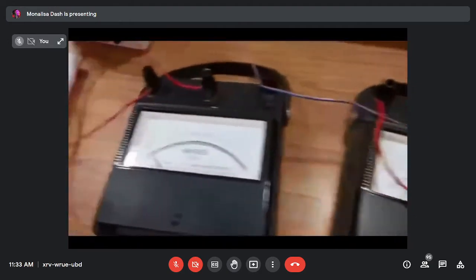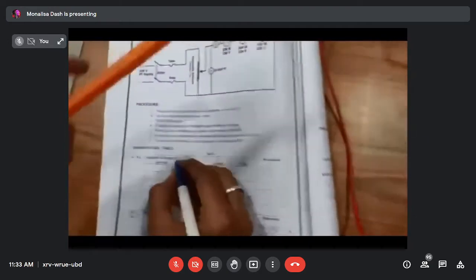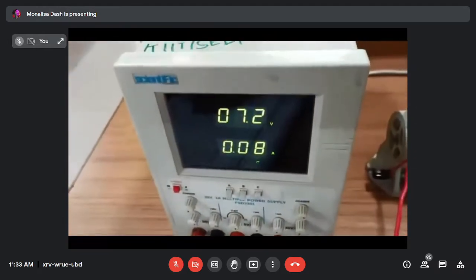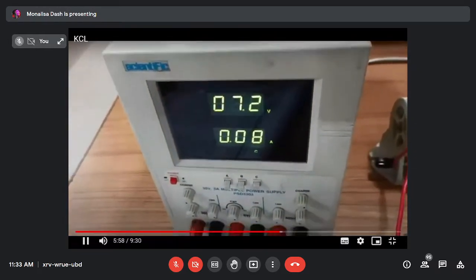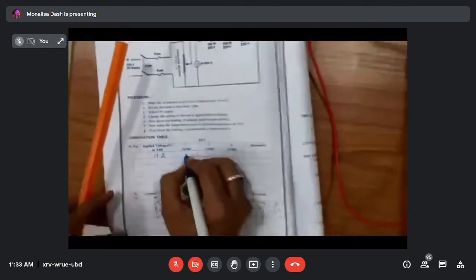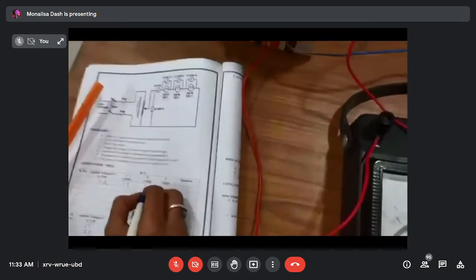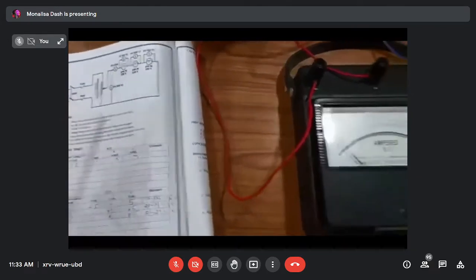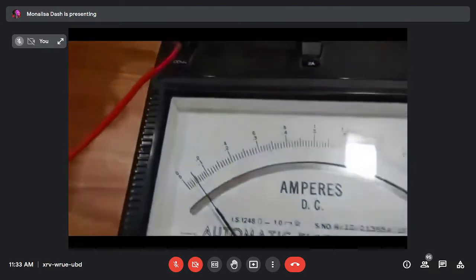Then we note down the reading. Applied voltage is 7.2 volt, and the first ammeter is 0.1 ampere, the second one is 0.05, the third one is 0.04. First reading is over, then the second reading.